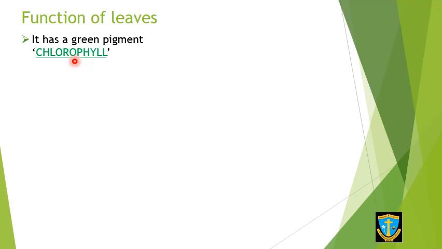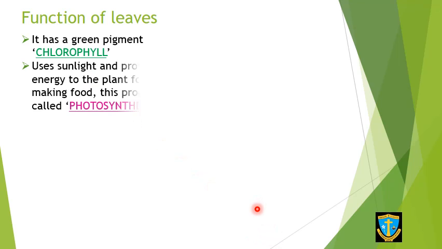And chlorophyll helps to absorb sunlight. So the plant uses sunlight and provides energy to the plant for making food. This process is called photosynthesis, which can be broken down into two words. Photo means using light, that is sunlight. Synthesis means preparing of food.